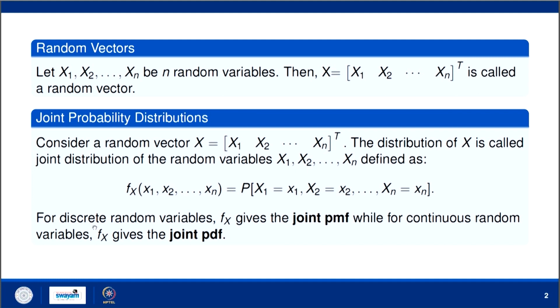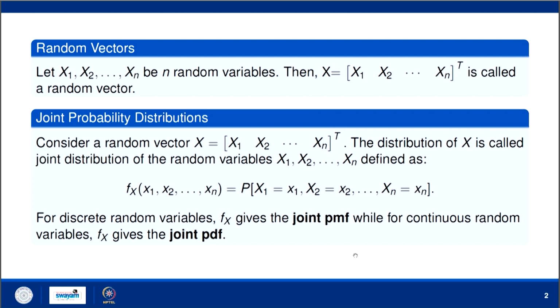Of course, for the discrete case, if the random variables are discrete, then this f_X is called the joint probability mass function, joint PMF. While for the continuous case, if x1, x2 up to xn are continuous random variables, then this f_X is called the joint probability density function.